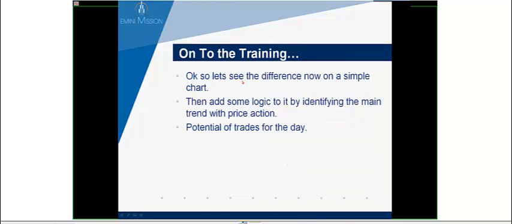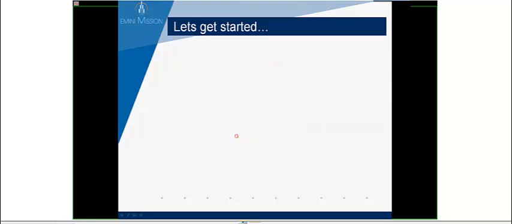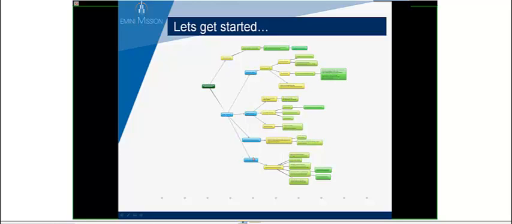So on to training. I just want you to clear off your clutter on your mind and go grab something to write, whatever it is. Just start from scratch. Forget about everything you learned and just give me an opportunity to teach you the way that I follow through. All right, so we're going to focus on a simple chart. Then we're going to add some logic to it by defining the main trend and with price action and the potential trades for the day. All right, so let's get started.